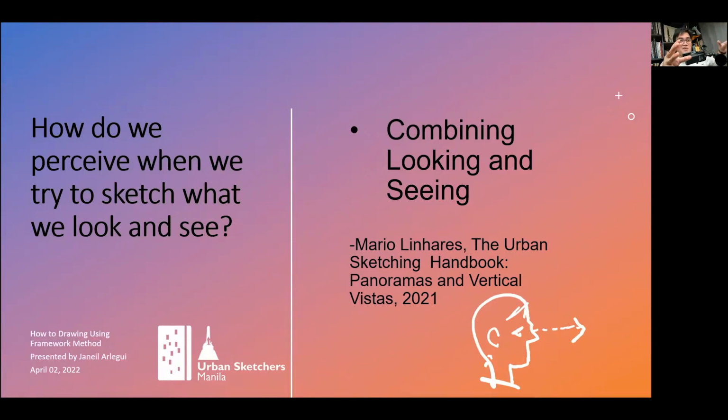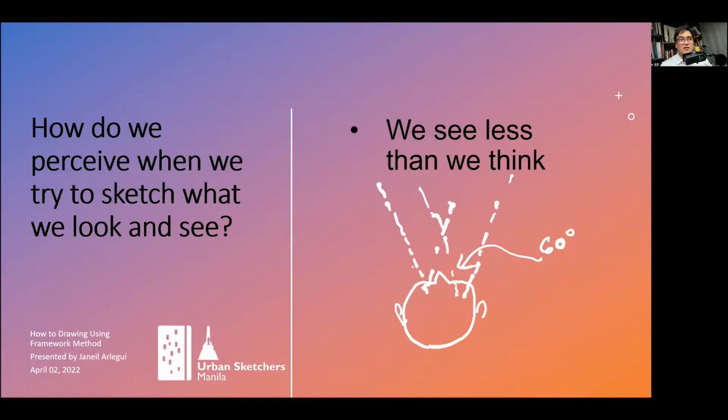Okay, he explains that you only see a very small fraction of what you're observing at any given time, because you don't have full vision. Normally you have 60 degrees of vision, that's a maximum, but normally it's even smaller than that. It's just this very small cone of focus for what you're observing. And then he states that we see less than we think. We actually see less than what our vision is offering us.